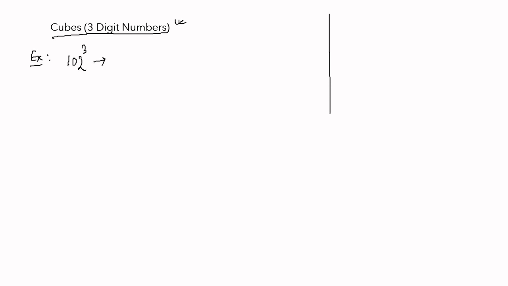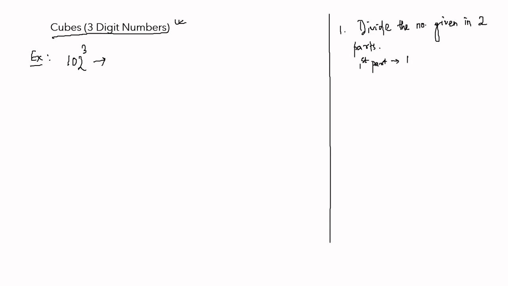Okay, now the first step which follows in here is, wow, this line became pretty straight. The first step would be to divide the number given in 2 parts. Now the first part will be the 100th digit, and the second part will be the remaining digits.